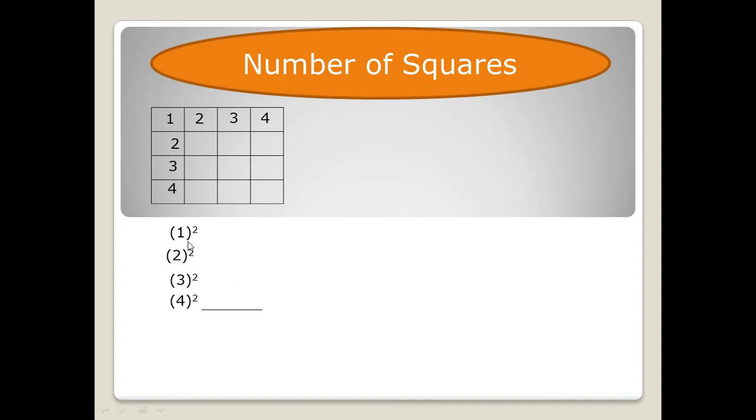So square of 1 is 1, square of 2 is 4, square of 3 is 9 and square of 4 is 16. We will add all these figures and it will become 30. So the number of squares in this shape are 30. When there are the same number of columns and rows, you will use this trick.